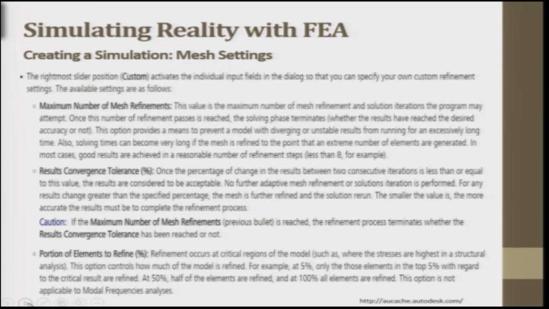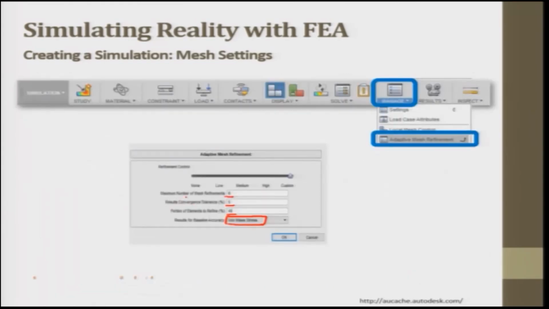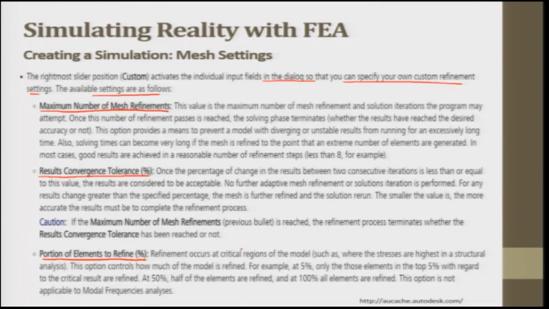So this is creating mesh settings, how mesh settings happen. This is the rightmost slider portion, the Custom option, which activates the individual input fields in the dialog so that you can specify your own custom refinement settings. The available settings are as follows: maximum number of mesh refinements, results convergence tolerance percentage, and portion of elements to refine. These are the details of these three options. So what is maximum number of mesh refinements?